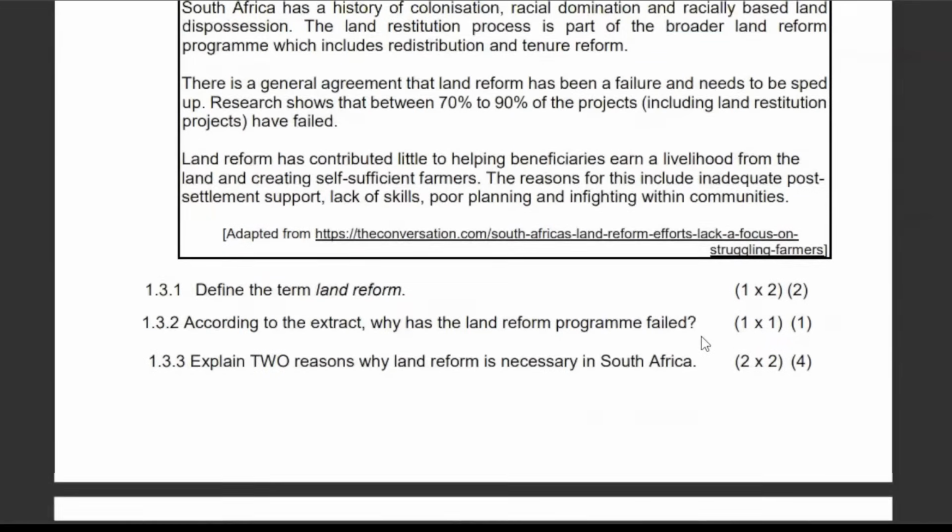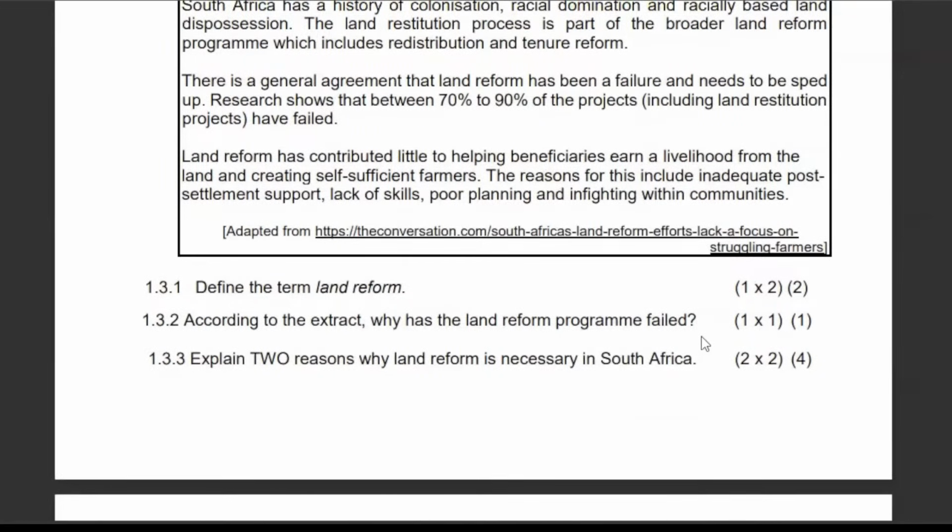There is a general view that land reform has contributed little to helping beneficiaries earn a livelihood from land and creating self-sufficient farmers. So if we check there, we can also see that there is some failure. Land reform has contributed little to helping beneficiaries earn a livelihood from land and creating self-sufficient farmers.